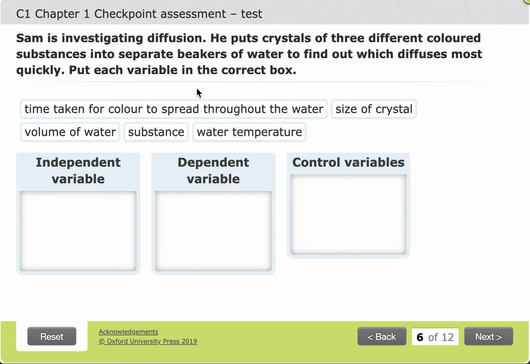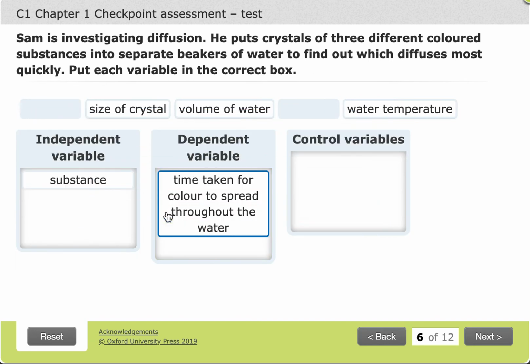We've got to think here about the different things that he is looking for in his experiment. What he's looking at here is independent and dependent variable. The independent variable is the thing that Sam is going to change. In this case, he's putting a different substance in there. He's then going to measure the dependent variable, which is the time.